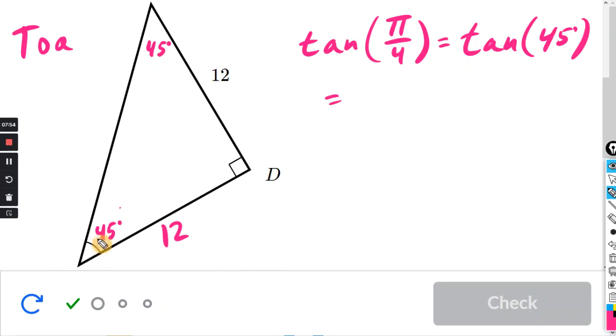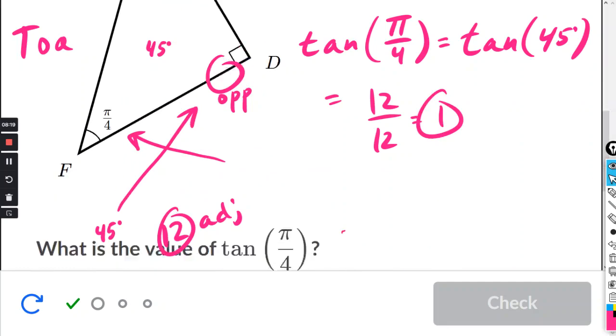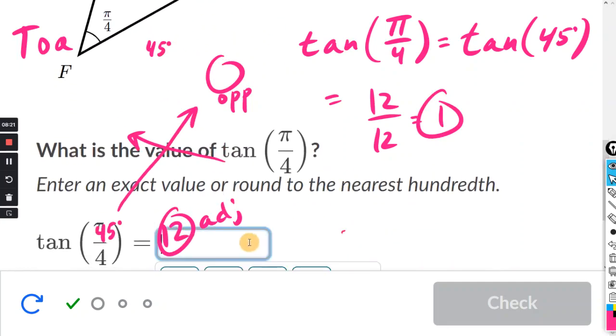So if you look at the angle being referenced, you go across, that's your opposite, so that's 12. Over here, this is your hypotenuse, so the remaining side has to be your adjacent. Okay, so it's just 12 over 12, which of course is 1. All right, so that's it. Pretty easy. This one is just 1 right inside the box.